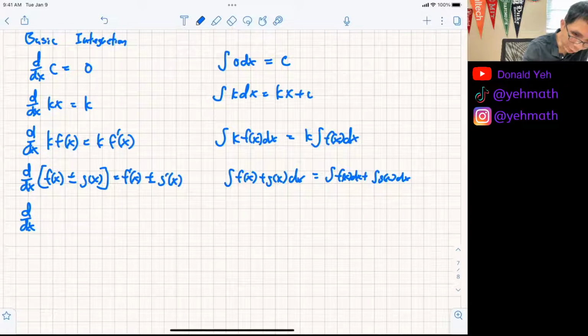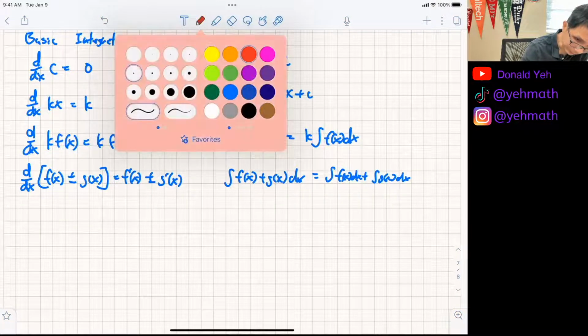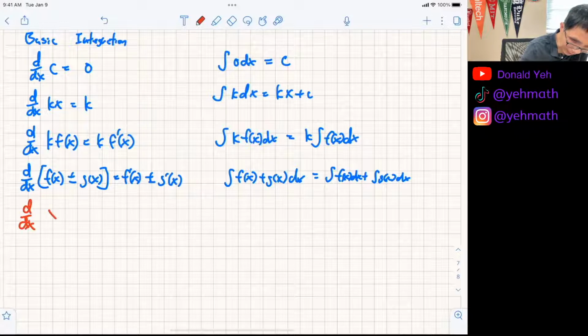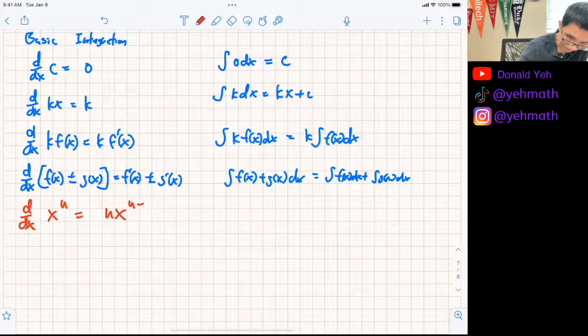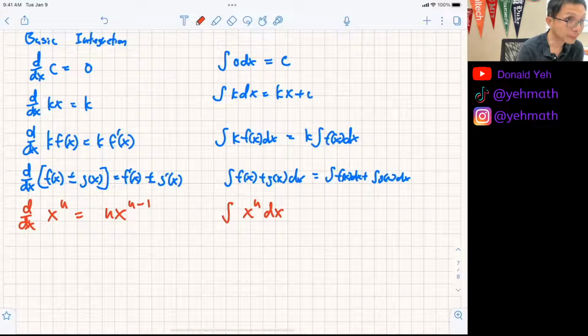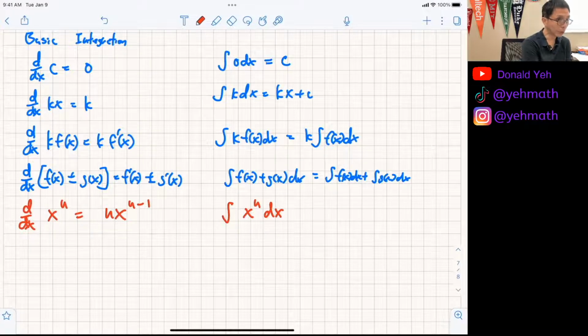Now this one's really, really important. It's called the power rule. So d/dx of x to the n, what's the derivative of x to the n? Right, subtract 1. Now here's the thing. Can you guys think about the reverse? What's the integration of x to the n dx? Good. All right, let's start with the plus c.